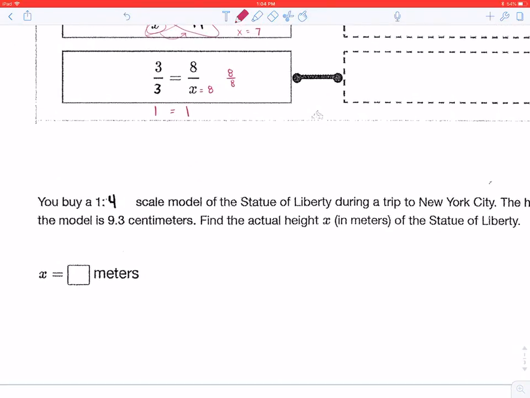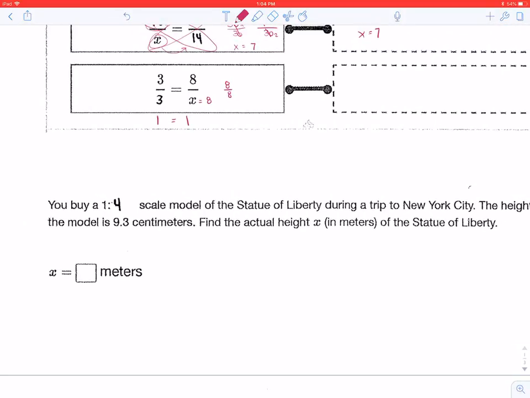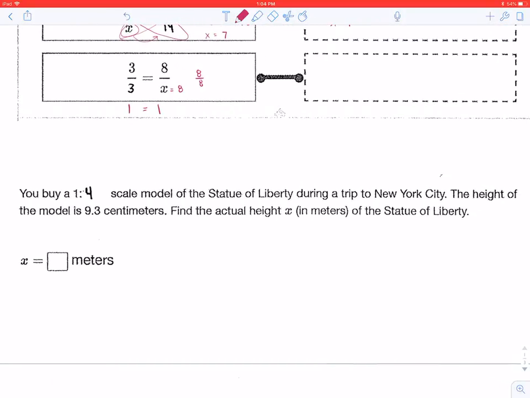All right, you buy a 1:4 scale model of the Statue of Liberty during a trip to New York City. The height of the model is 9.3 centimeters. Find the actual height x of the Statue of Liberty. So the scale is, what that tells us, that 1:4, is that for every 1 centimeter in the scale, there's 4 centimeters in real life.